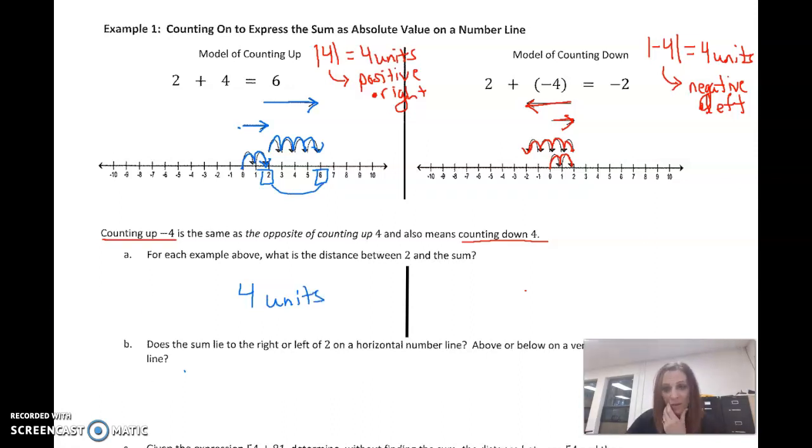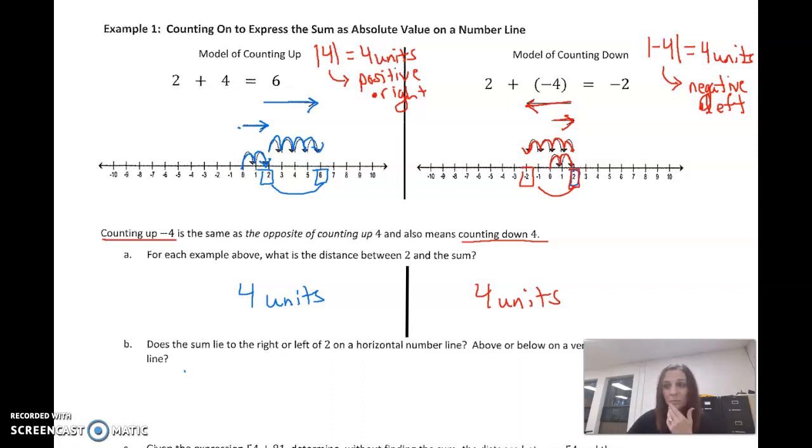Let's look at our other one here. How far apart is the solution and 2? Well, 2, and our solution here was -2. And guess what? They're 4 units apart as well. That shouldn't surprise us because we took the absolute value of that, and that was 4 in both cases.